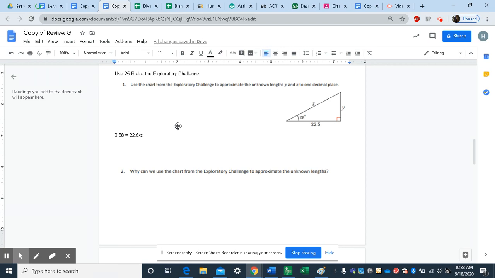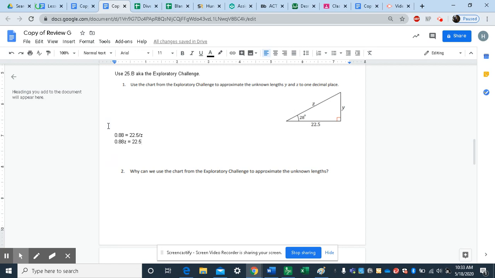So in order to get z by itself, the first thing we need to do is get it off of the bottom of our fraction. So we're going to multiply both sides by z. So we get 0.88z equals 22.5.